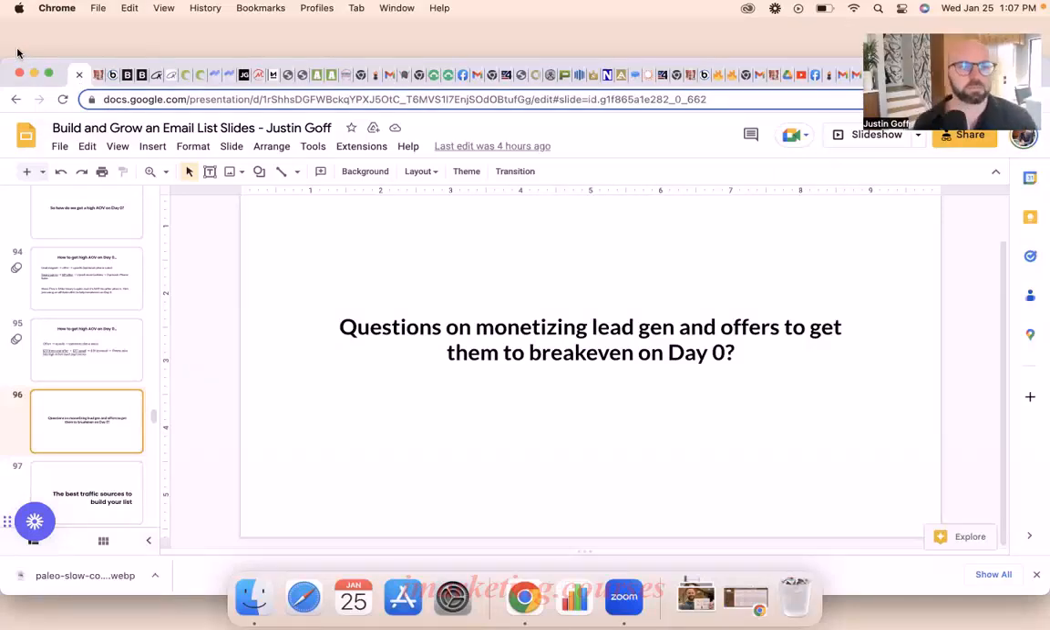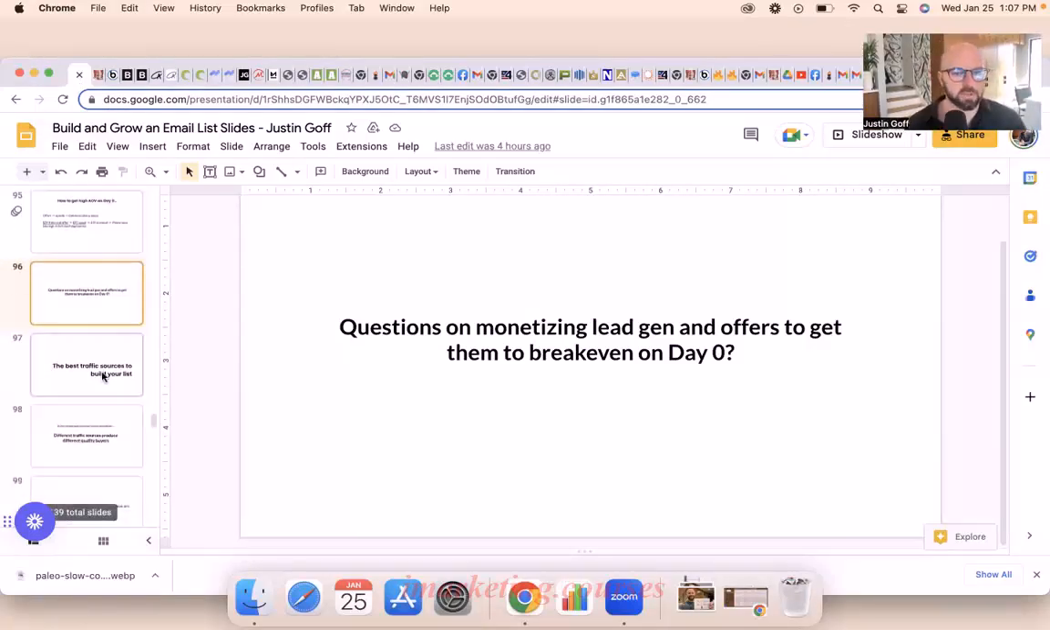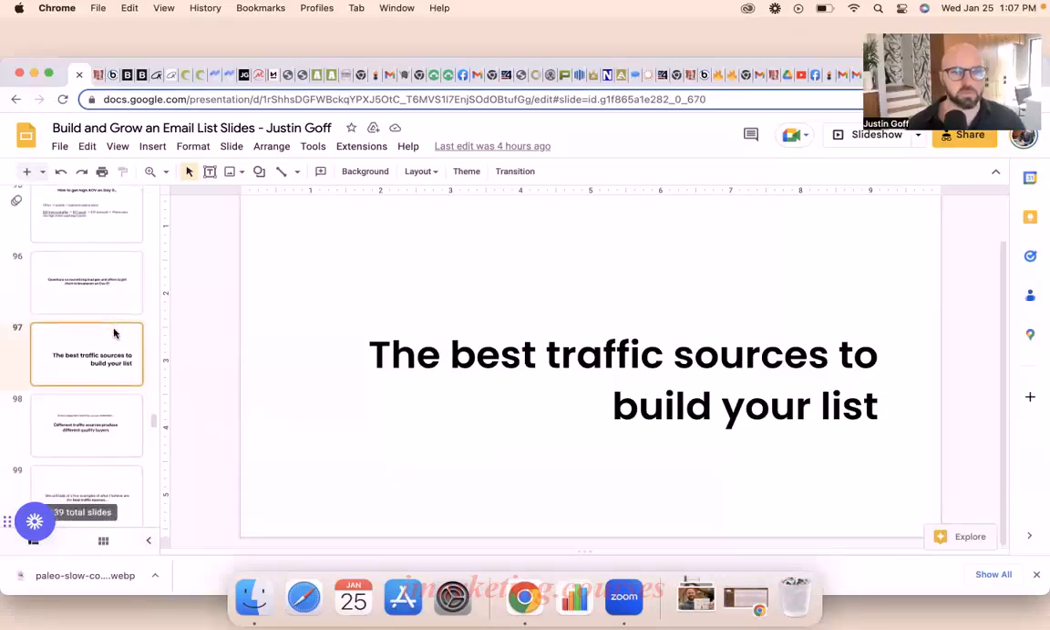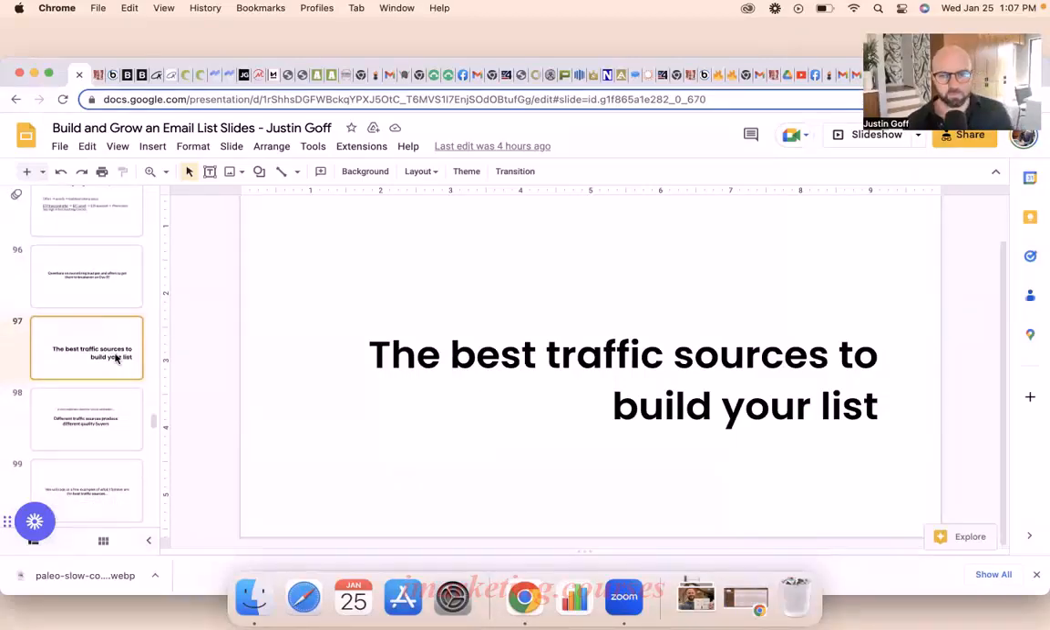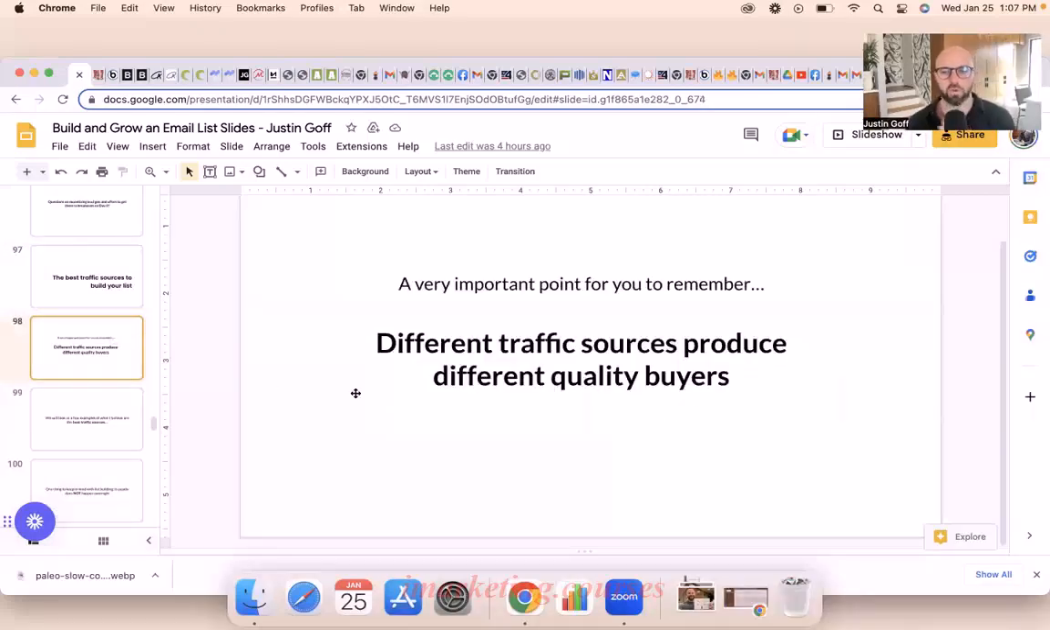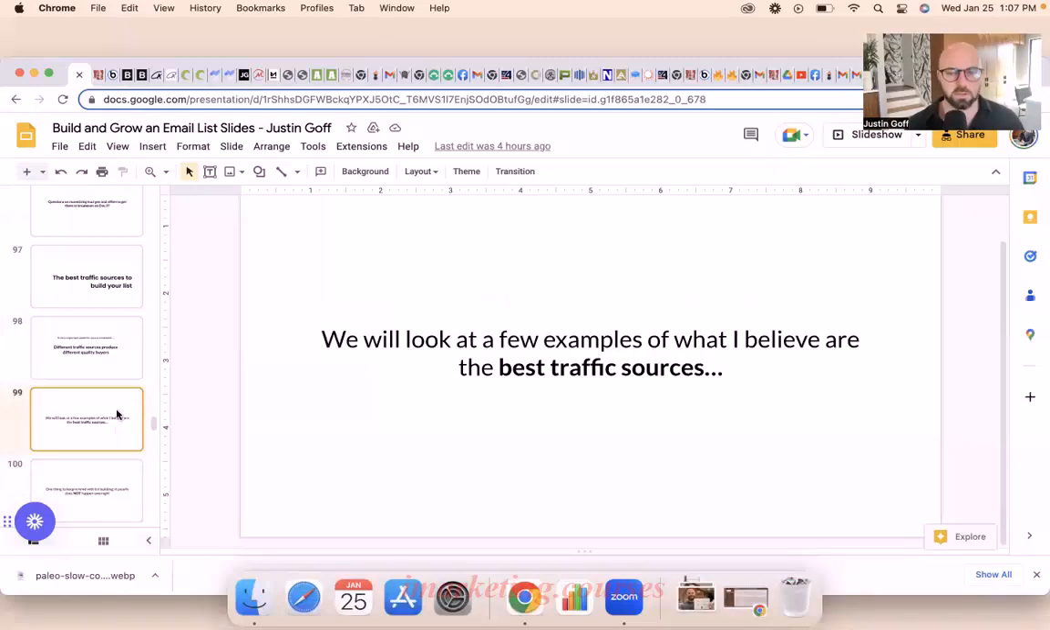Cool. All right, so we'll jump into traffic sources. We're going to go over paid and organic. So one thing to really remember here, different traffic sources produce different quality buyers. This is really, really important. Not all traffic sources are the same.